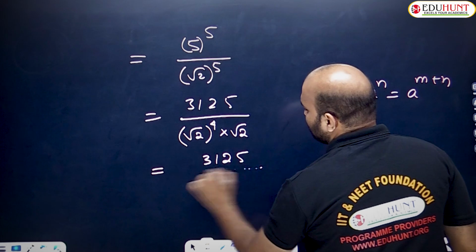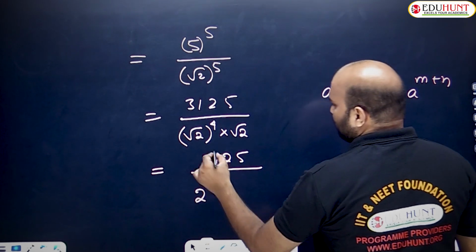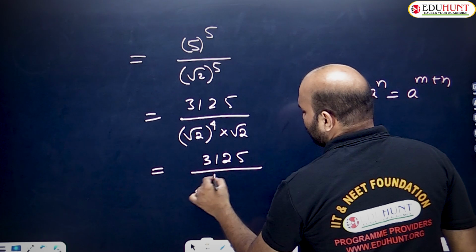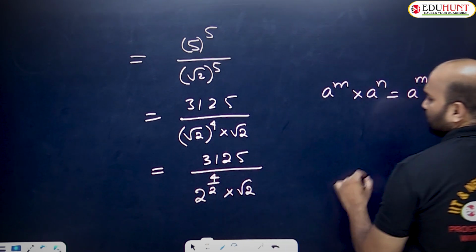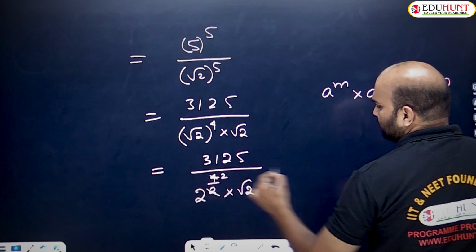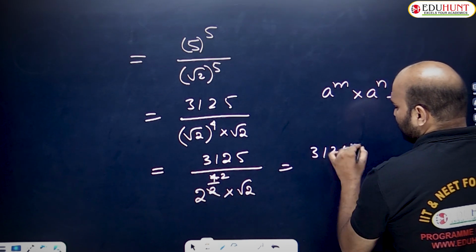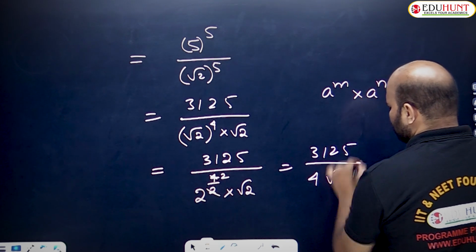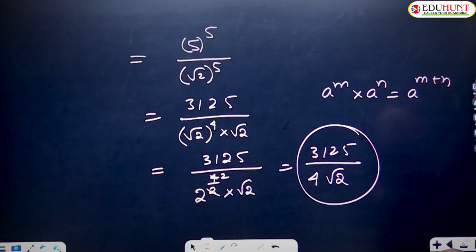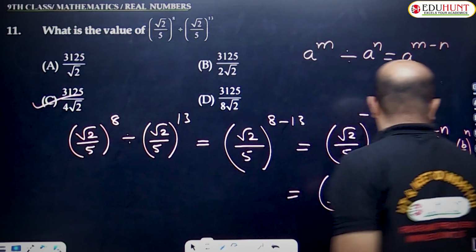So it can be written 3125 divided by (root 2)^4 into root 2. (root 2)^4 can also be written 2^4 by 2, so 2 squared is 4. Am I clear? Here 2 ones are 2, 2 twos are 4. So it can be written as 3125 by 2 squared, which is 4, into root 2. This is the required answer. Am I clear? So which option is the right answer? Option C is the right answer.